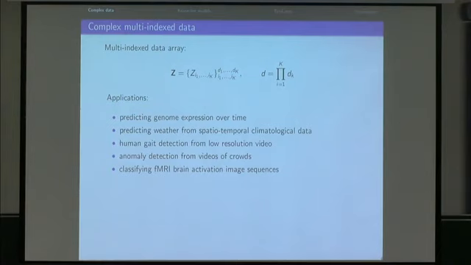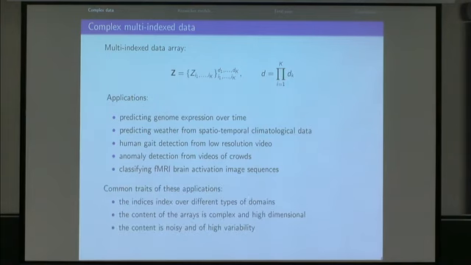Gait detection from low-resolution video, crowd anomaly detection. All of these applications have the common traits that they have multiple indices that are indexing over different types of domains. It's not just that the indices are multidimensional. It's that the domains are very different. Time behaves very differently from space, and when you look at the types of structure, the types of correlations, the types of dependencies, local dependencies, linear ordered in time, not linearly ordered in space, and so forth.